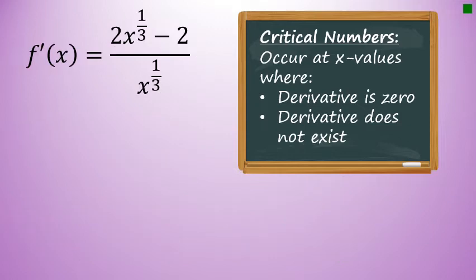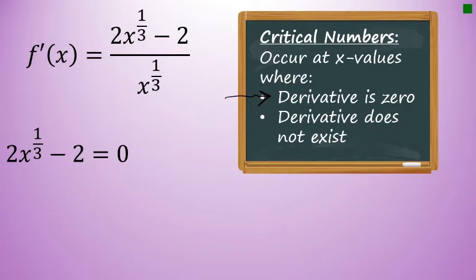To find the critical numbers, I will first find the x values that make this derivative equal to 0. When your derivative is a fraction, like this one, remember that the only way a fraction can be 0 is when the numerator is 0. So to find where this derivative is 0, I will first set the numerator equal to 0. The algebra to now isolate the x is fairly straightforward.